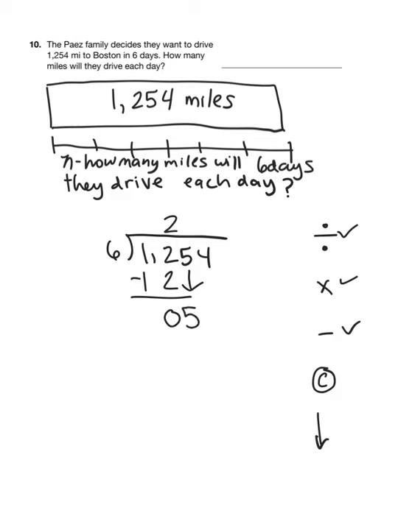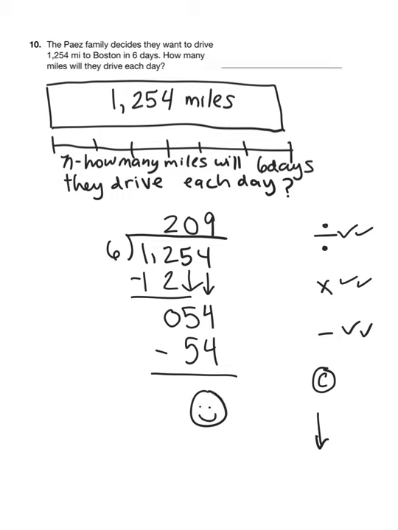Bring down the 5. Now again, we can't divide 6 into 5 without getting a fraction or a decimal. That would be like saying if I have $5 and I want to share that $5 with 6 of my friends, everybody would get less than $1 whole. So we can't do that. So I'm going to put a 0 here as a placeholder and then bring down my 4. Now I can go ahead and continue dividing. 54 divided by 6 is 9. 9 times 6 is 54. Subtract, and I have no remainder for this problem.